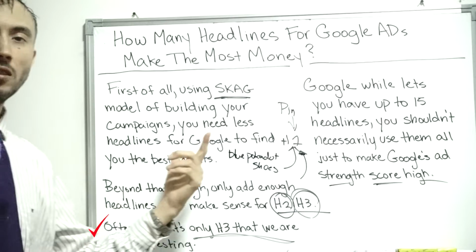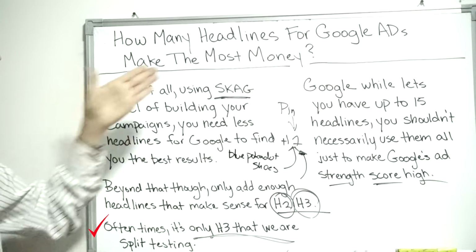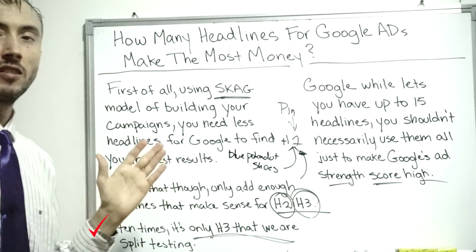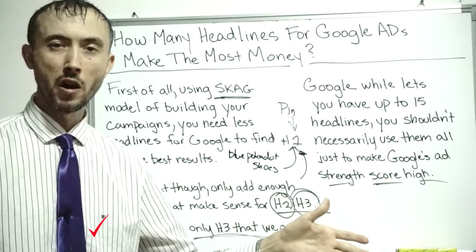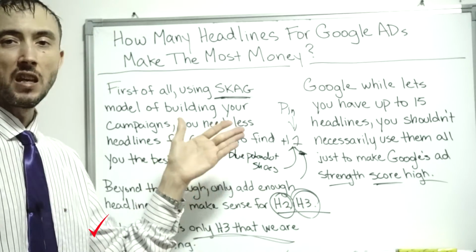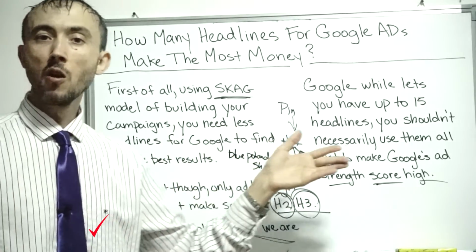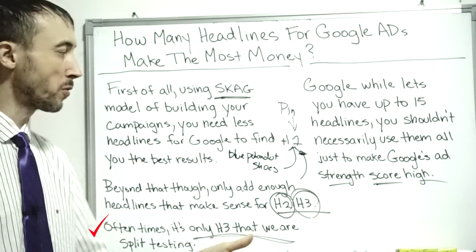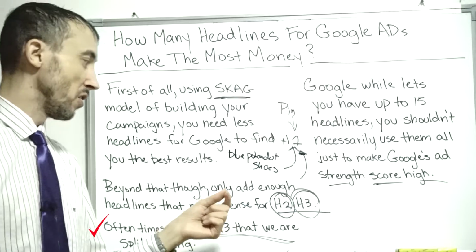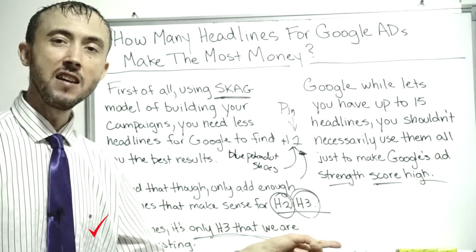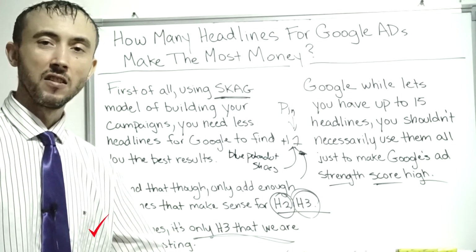So in general, that's the answer for how many headlines for Google Ads you're going to want to have to make the most money. If you do the proper work, you only need 5 or 10 headlines at the most, for the most part. And for the most part, it's only the second and the third headline that needs tested.